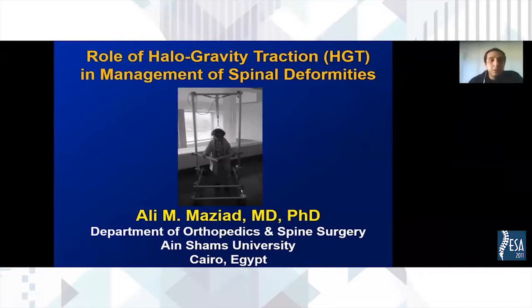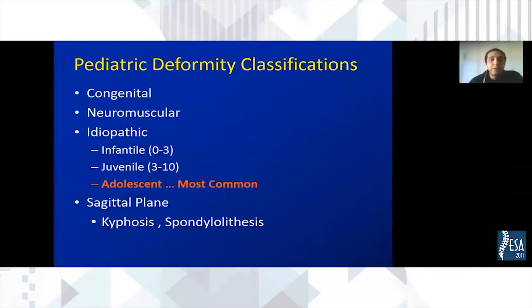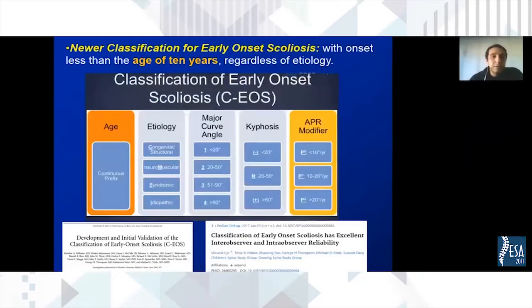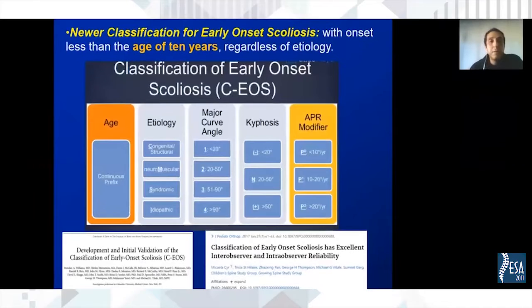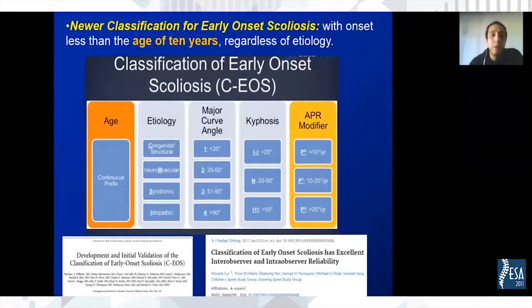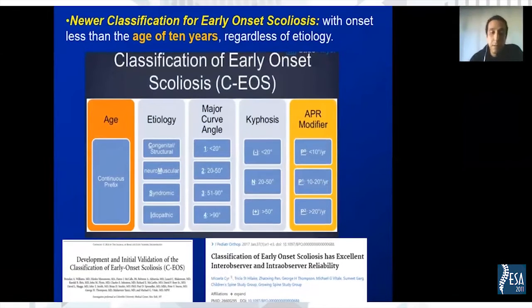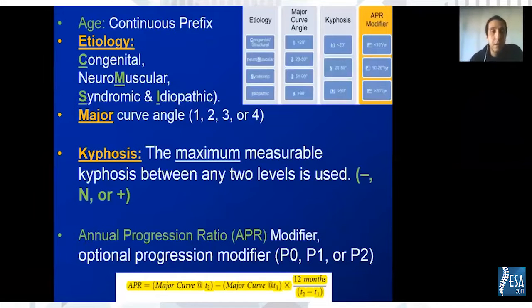Today, I'll be discussing the role of halogravity traction in management of spinal deformities. Pediatric deformity has been commonly classified as congenital, neuromuscular, and idiopathic type, with the adolescent type being the most common, as well as sagittal plane deformities. Classifications identify all curves before the age of 10 years as early onset scoliosis, and they're subcategorized according to the etiology as congenital, neuromuscular, syndromic, or idiopathic. And I'm not going to go into details. I believe it was covered in another talk.